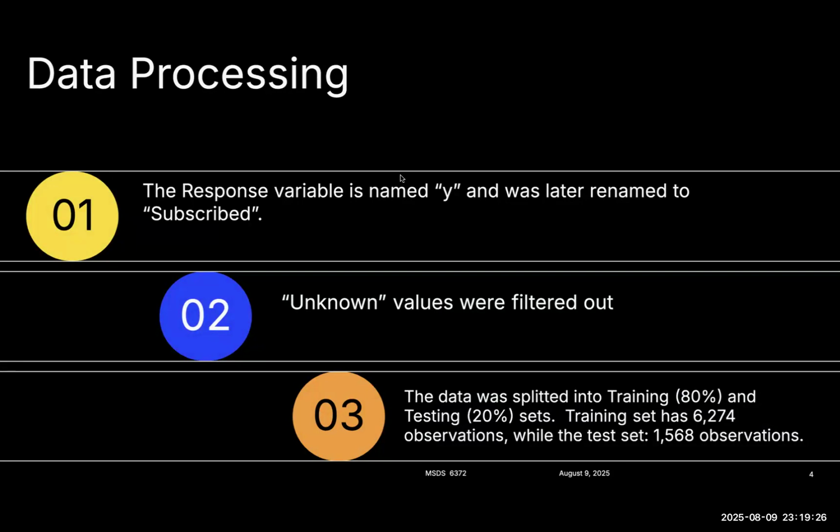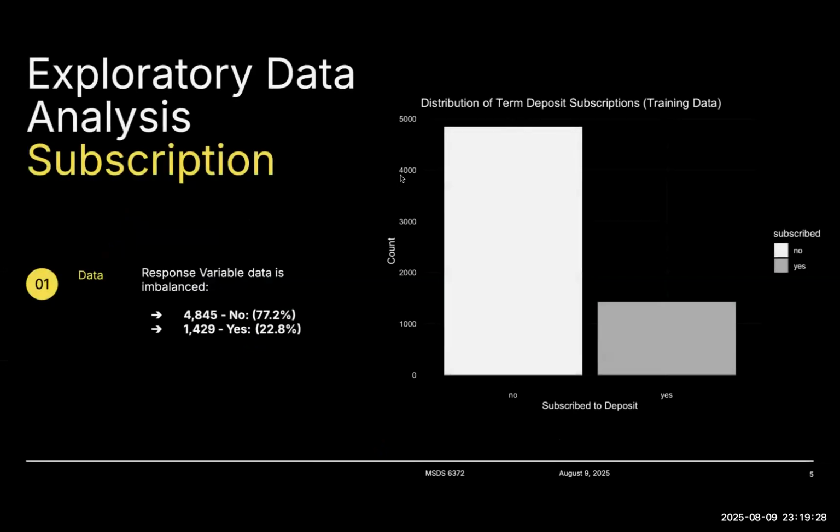So let's move on to our exploratory data analysis, or EDA. The first thing we looked at here was the distribution of our response variable in the training data. As you can see in this bar chart, the classes are imbalanced. We have 4,845 no's, 1,429 yeses. Which is about a split of 77 and 23.